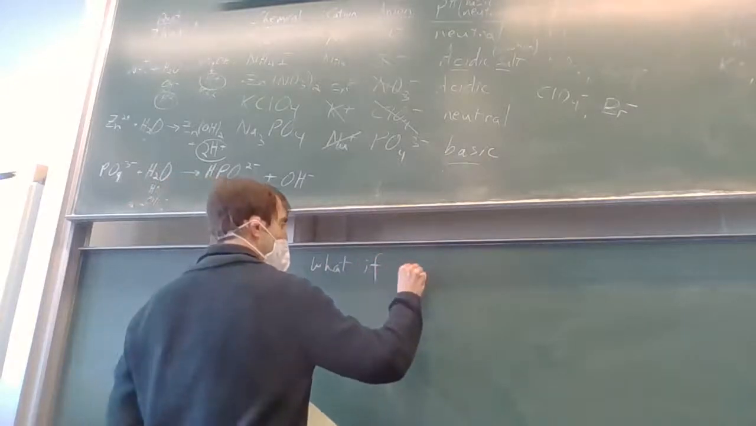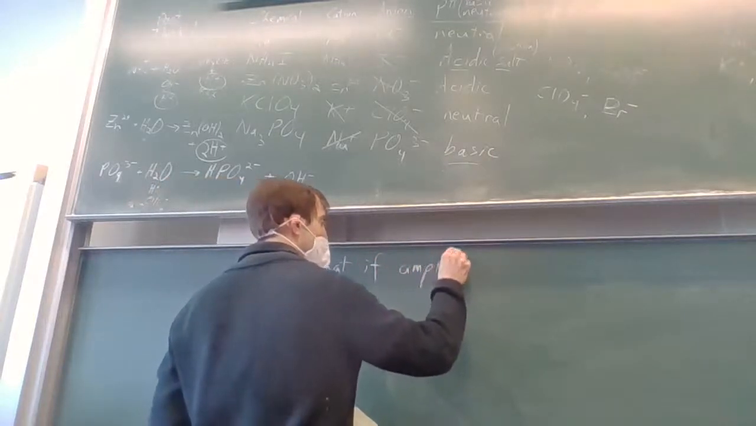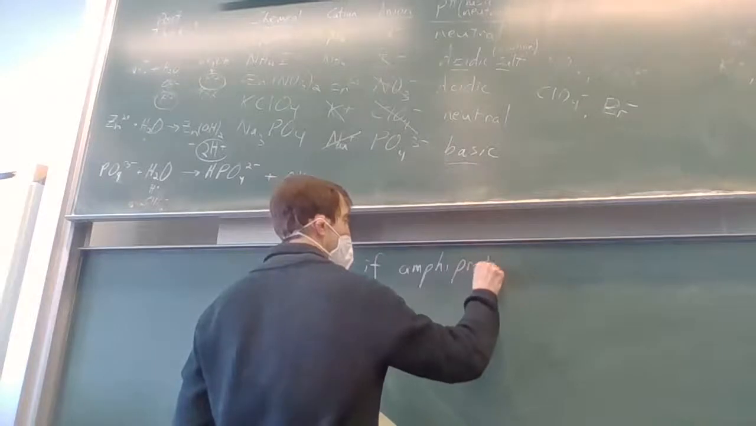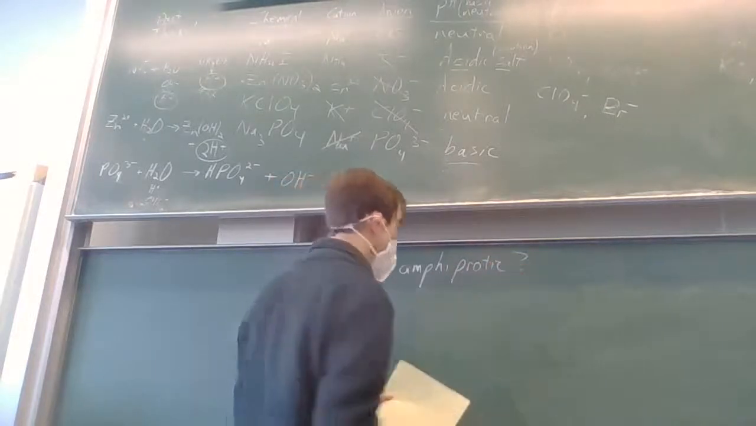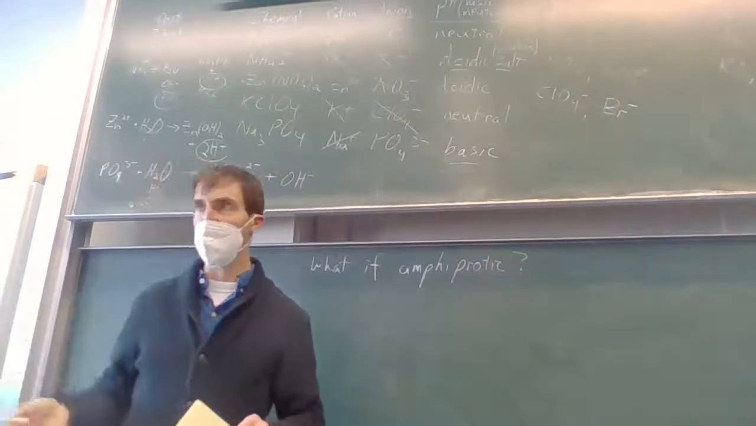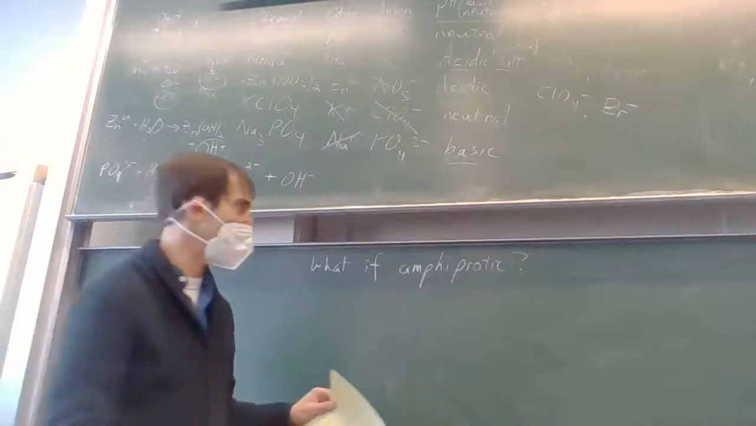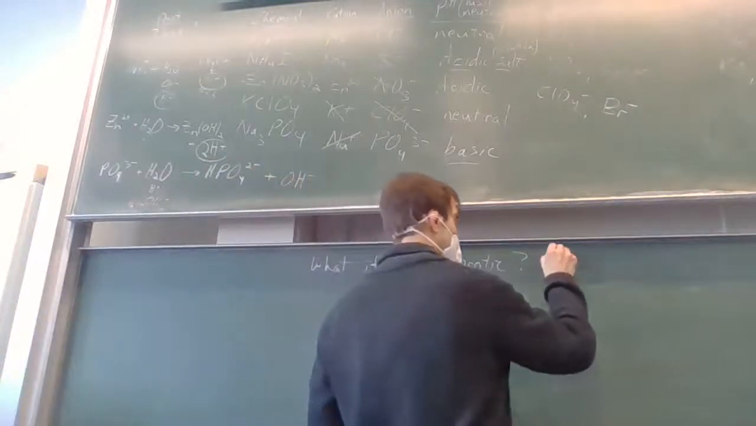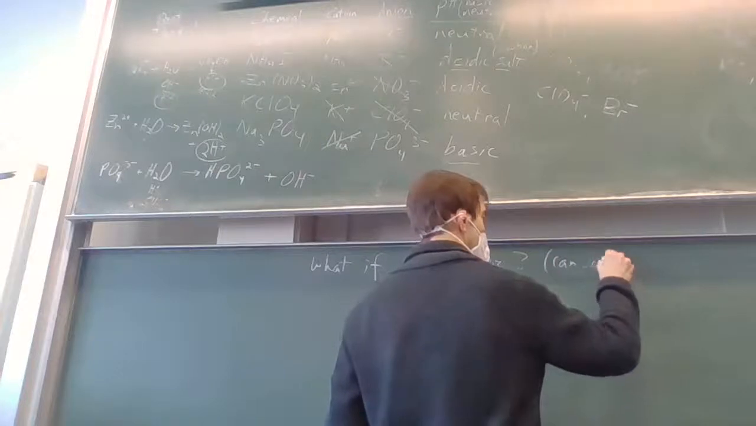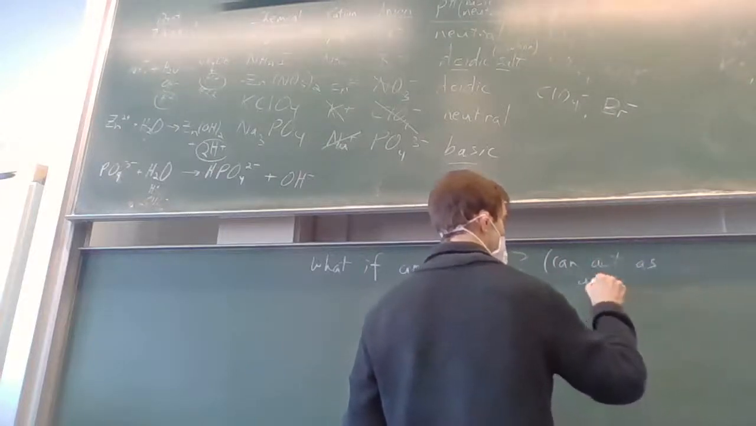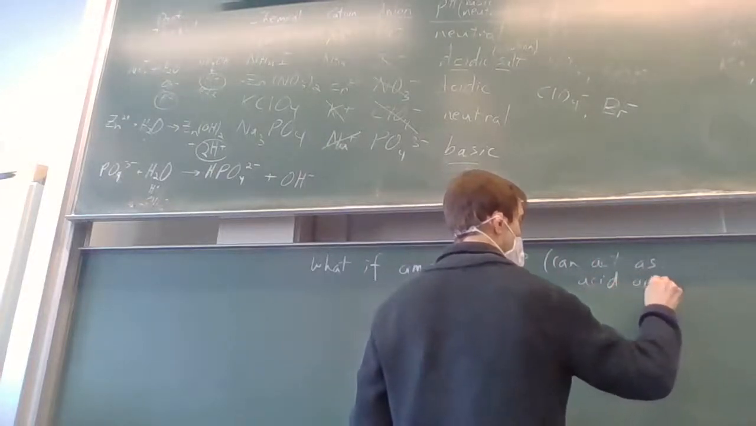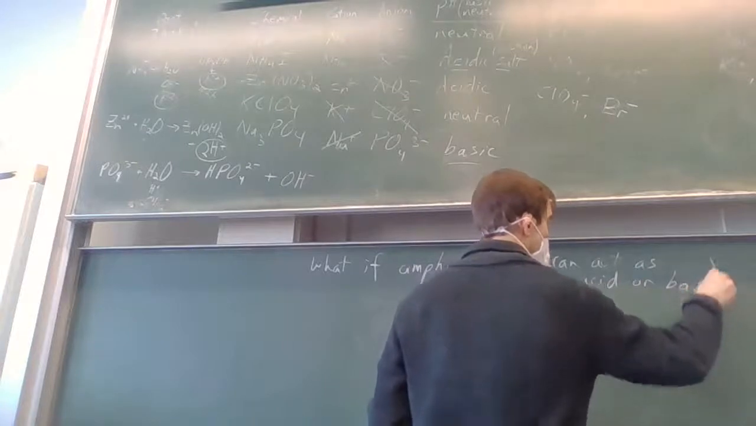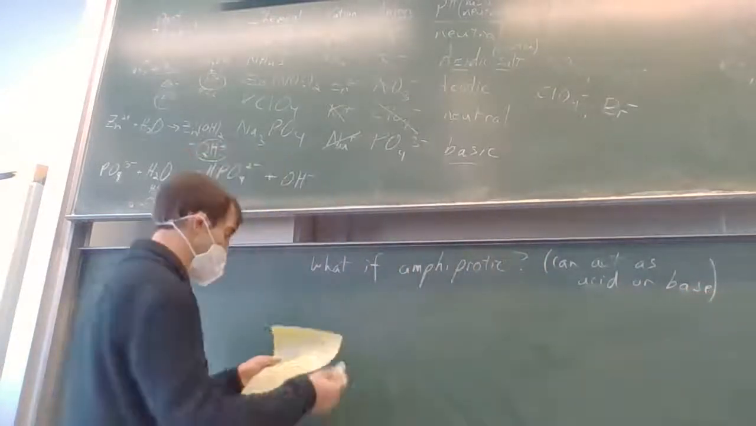What if it's amphiprotic? Okay, an amphibian can live in water or on the land. Amphiprotics can act as an acid or a base. Let's give you an example.